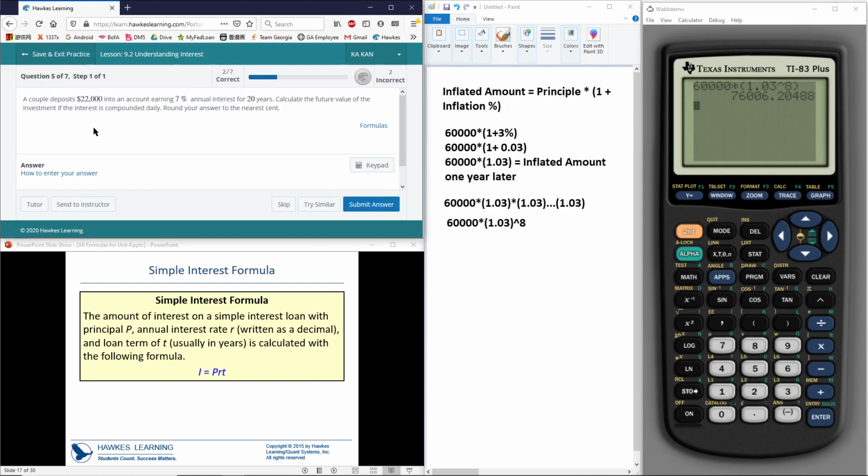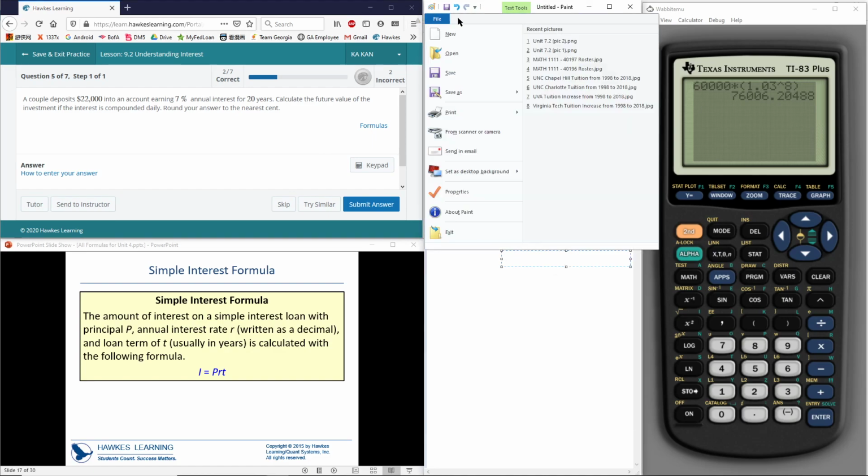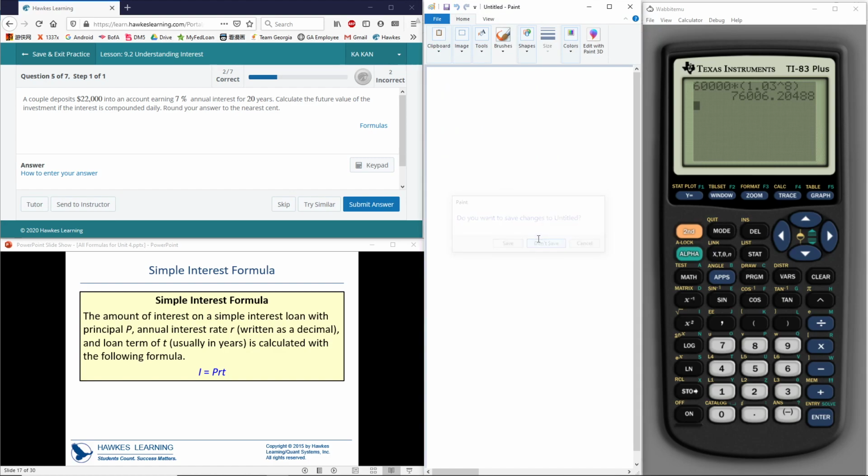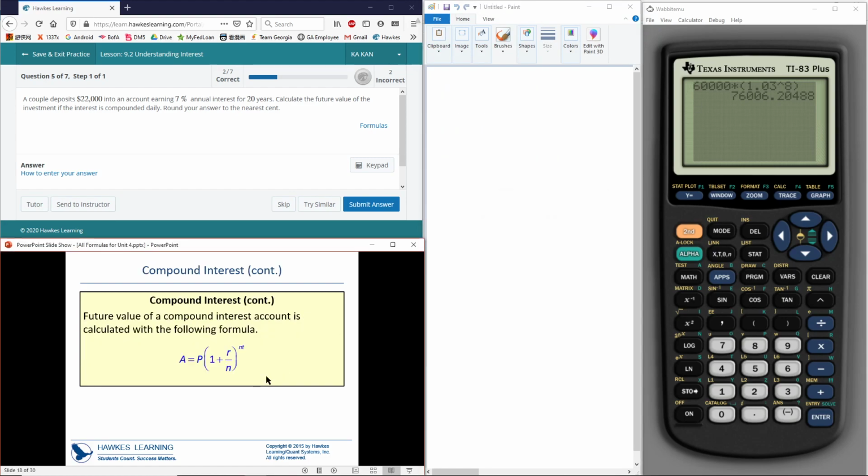Next is, let me see. Now this is calculating the future value with compound interest. Now this is when we go to compound interest. Let me start over. So here's the deal with compound interest. That's the next one here. So this is the formula for compound interest, as you can see.